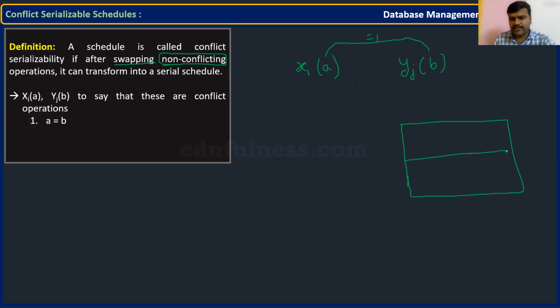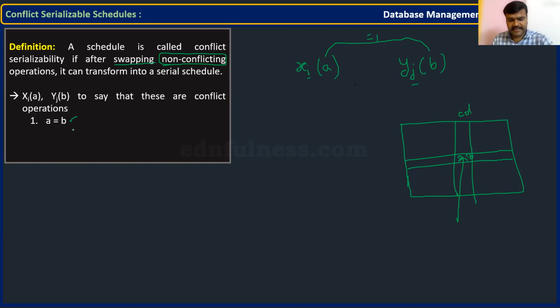That means in a table, you have data like a set of rows and columns, and you are talking about one particular field, for example. Under one column, you are talking about this value. That is what A equal to B means: both the transactions must work on the same data item.